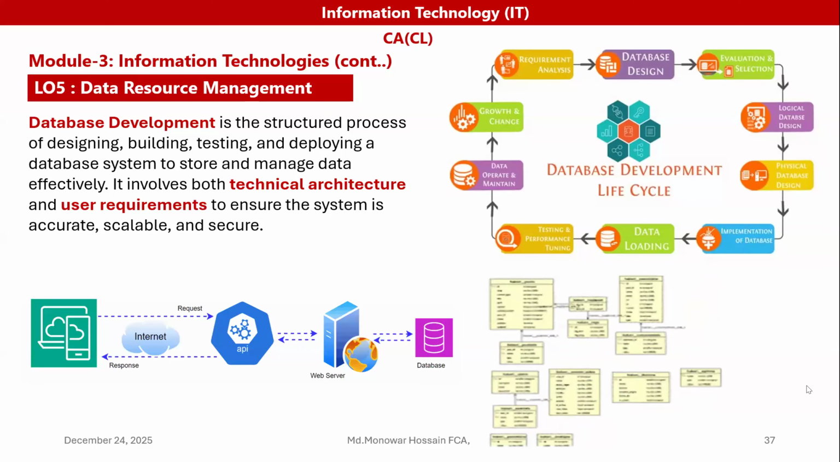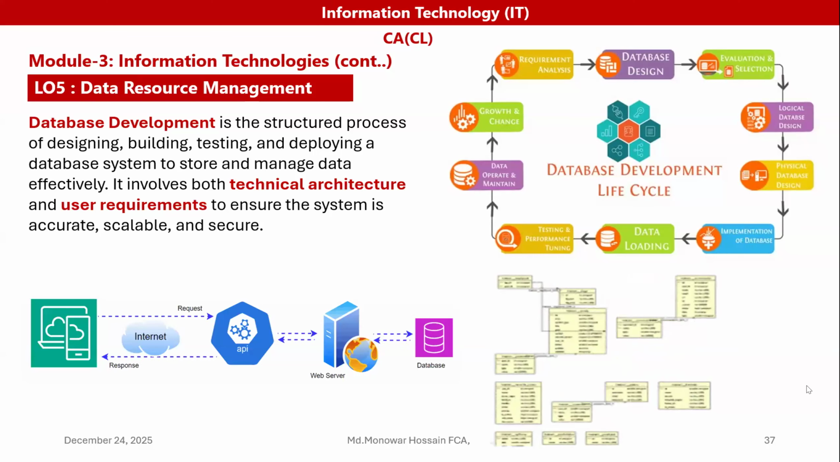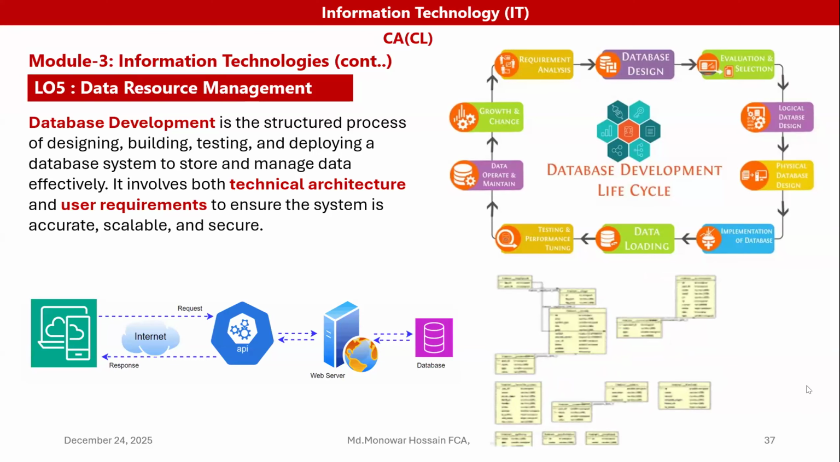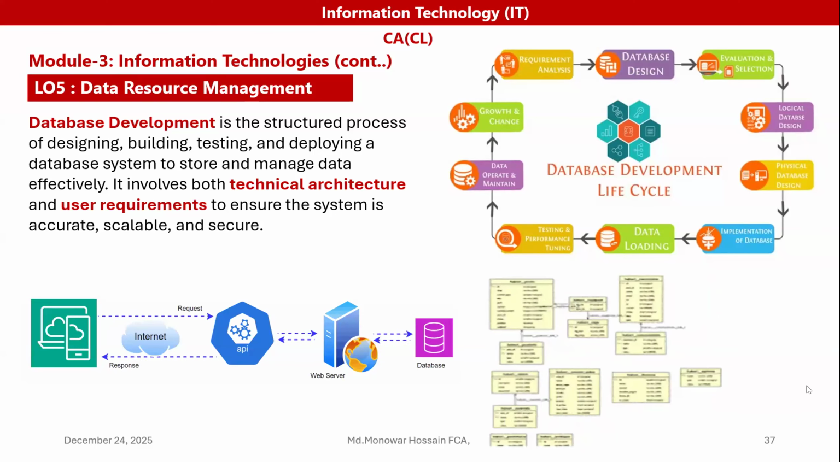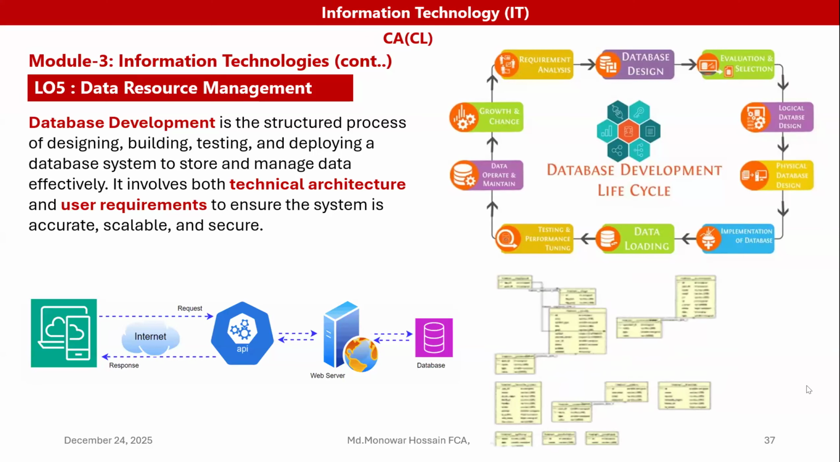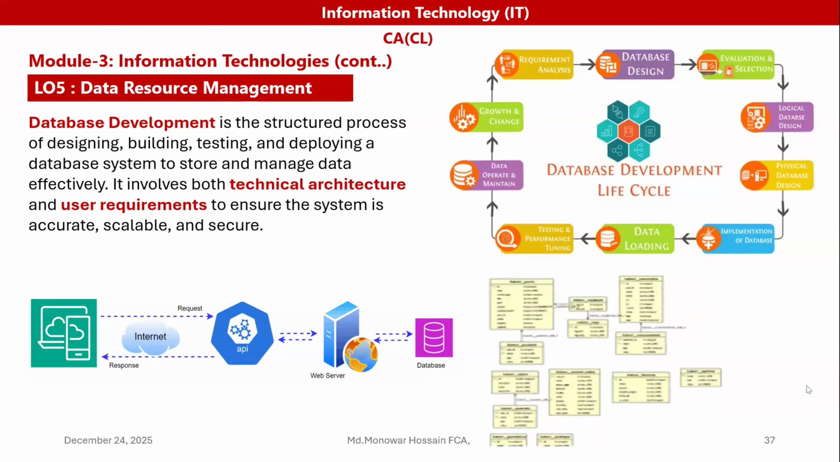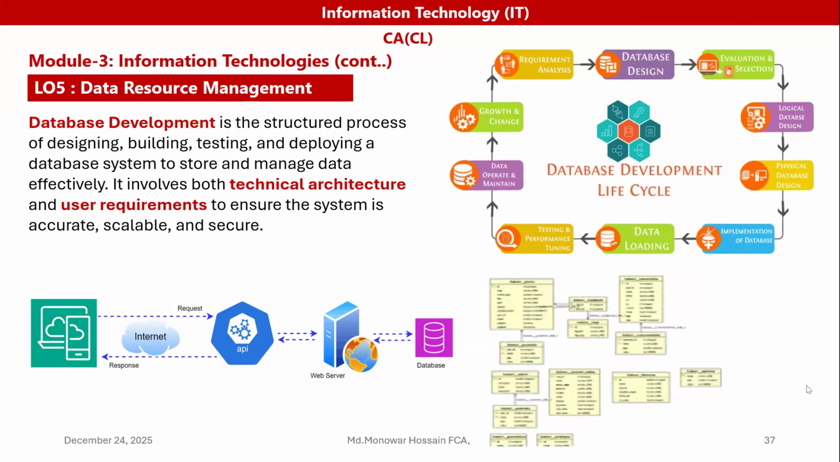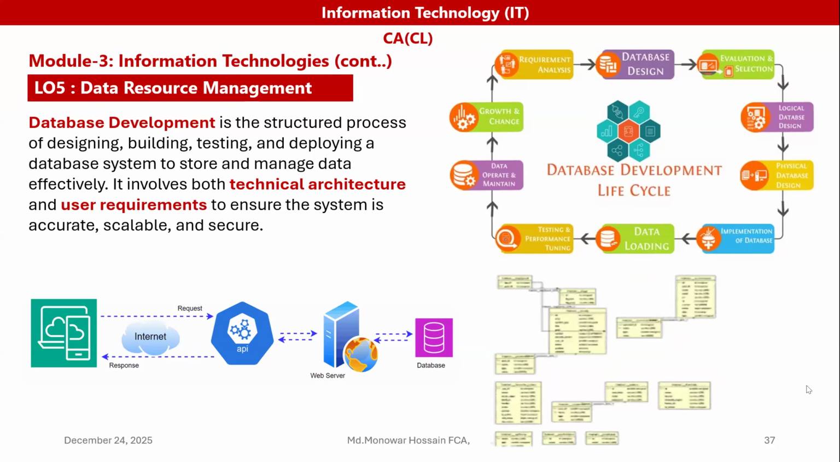After designing, evaluation and selection start. Then after selecting the database, the design is done logically and physically. Both types of design are required for a perfect database. After designing logically and physically, then we create the database and implement it within the organization, and load data from the previous system into this new system. Then testing and tuning it for better performance.